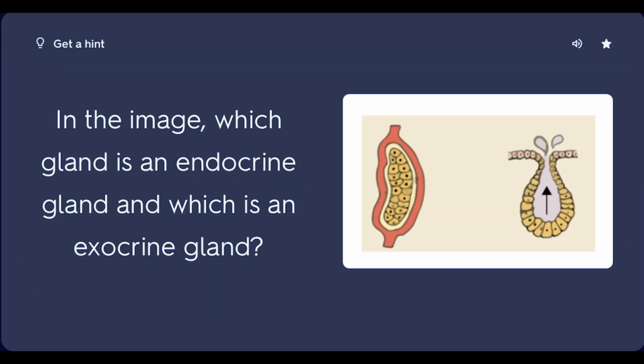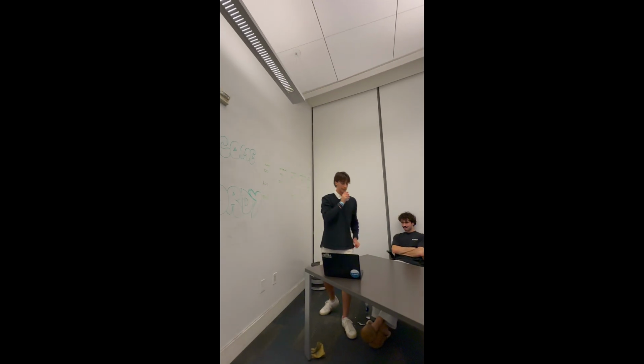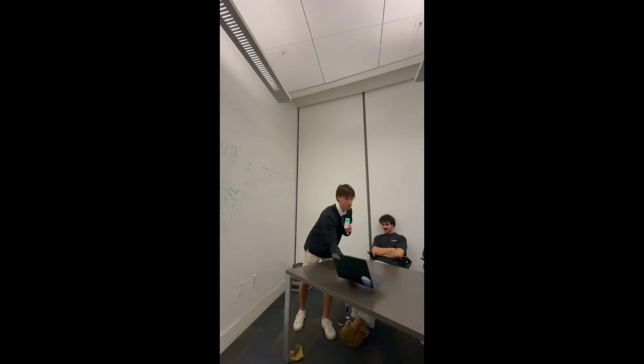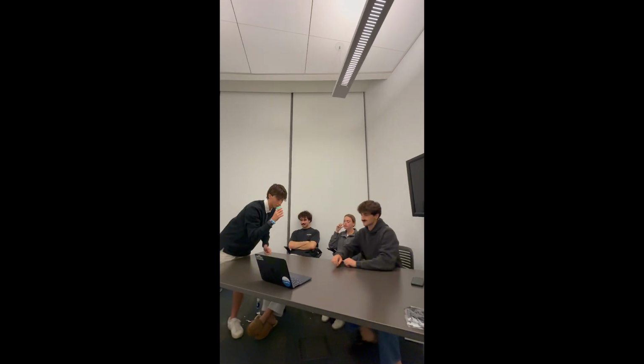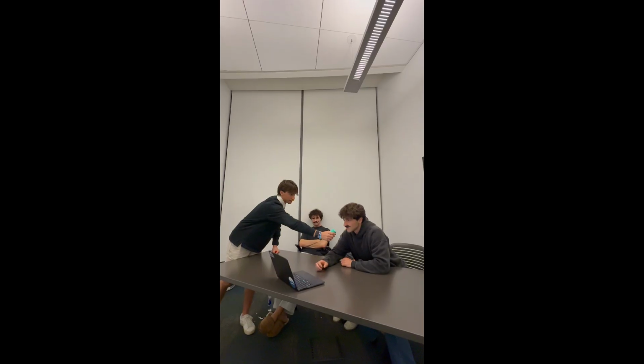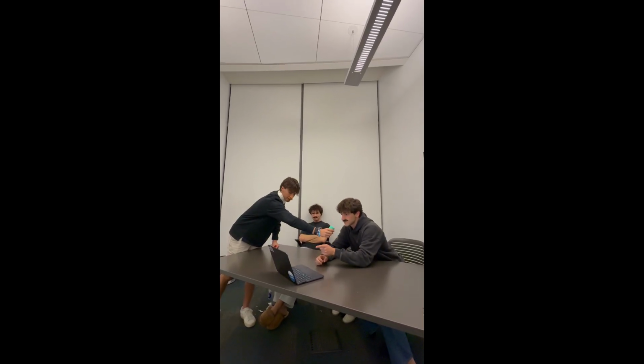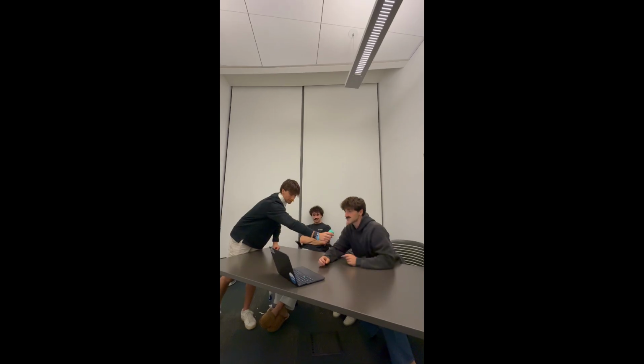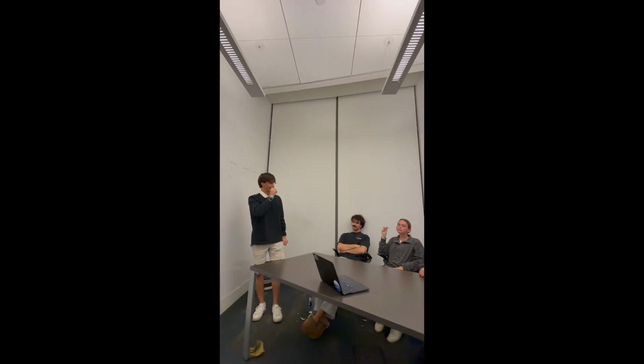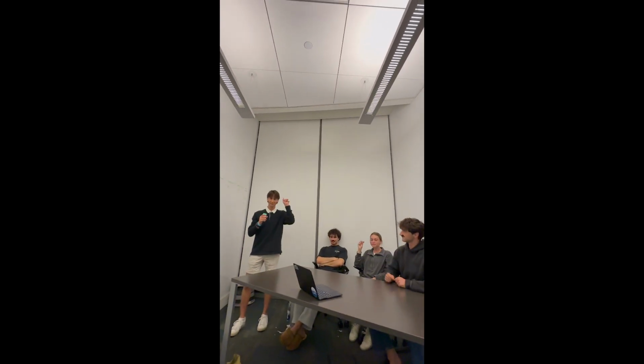Glands 100. Let's get into it. In this image, which gland is an endocrine gland and which is an exocrine gland? The endocrine is on the left, I suppose, and exocrine is on the right. Absolutely right, Bart. Well done. Now over to Andrea Anatomy.